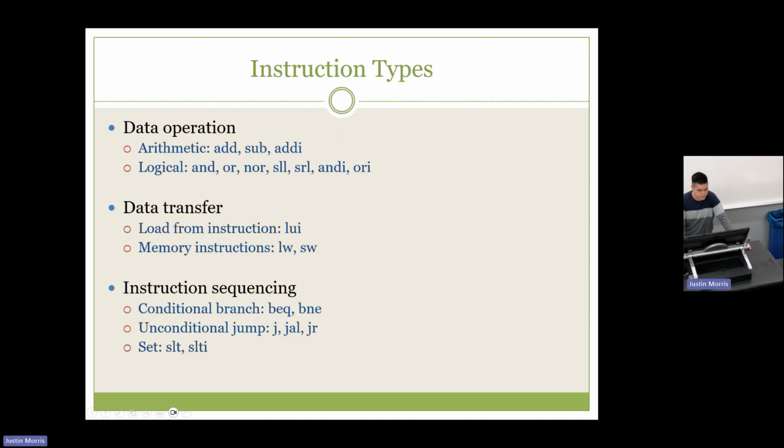And then we have sequencing. So our control instructions. Conditional branches: branch if two registers are equal, branch if two registers are not equal. Unconditional jump, and then we have jump and link. And then jump register is what we're using to exit from programs.